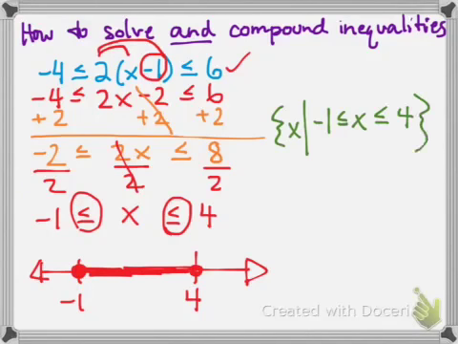If I were to write my solution using interval notation, I know I have to be between the values negative 1 and 4. So I'll start by writing that. And then I see that there are closed circles, so I'm going to use brackets for both.